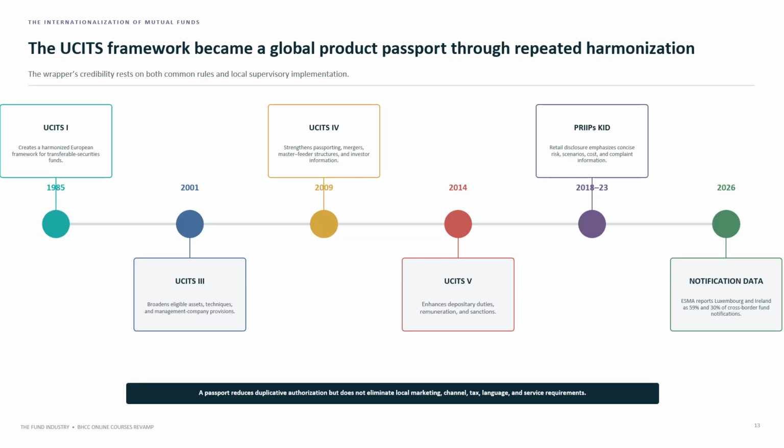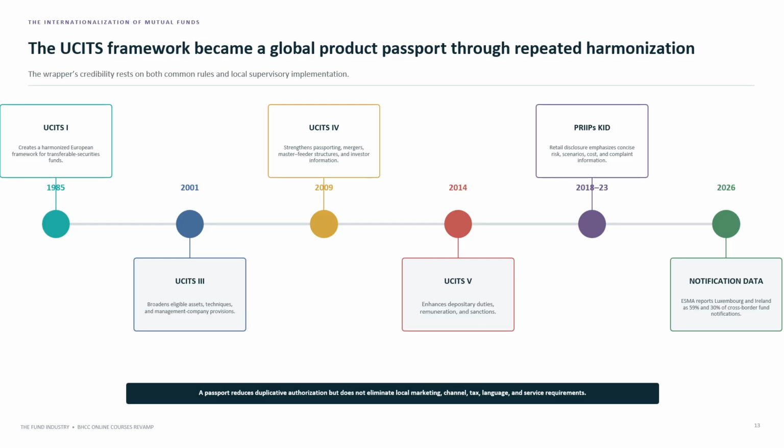The UCITS framework became a global product passport through repeated harmonization rather than one dramatic event. UCITS 1 in 1985 created a common European framework for transferable securities funds. UCITS 3 in 2001 broadened eligible assets, investment techniques, and management company provisions. UCITS 4 in 2009 strengthened passporting, mergers, master feeder structures, and investor information. UCITS 5 in 2014 enhanced depositary duties, remuneration rules, and sanctions.